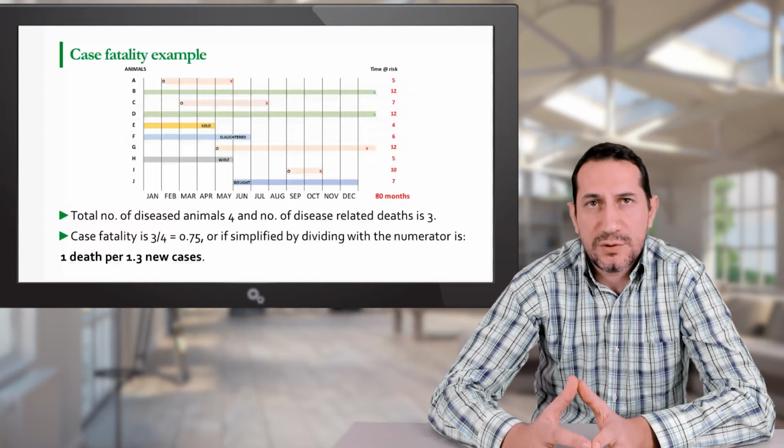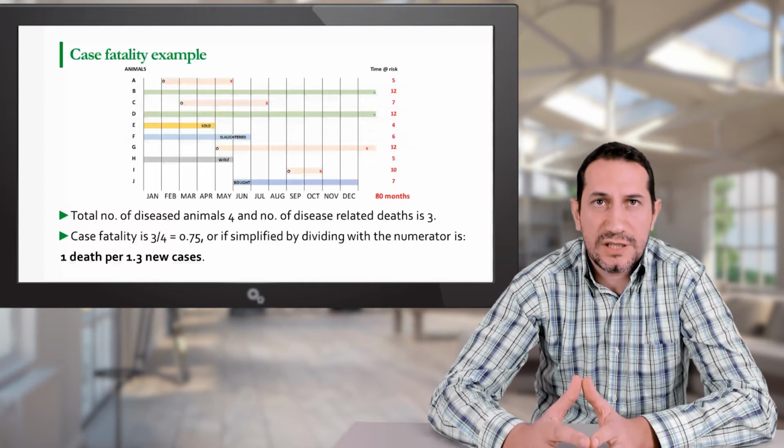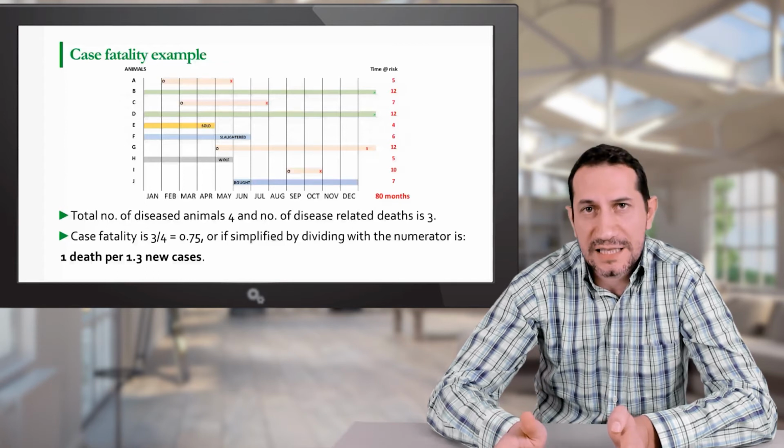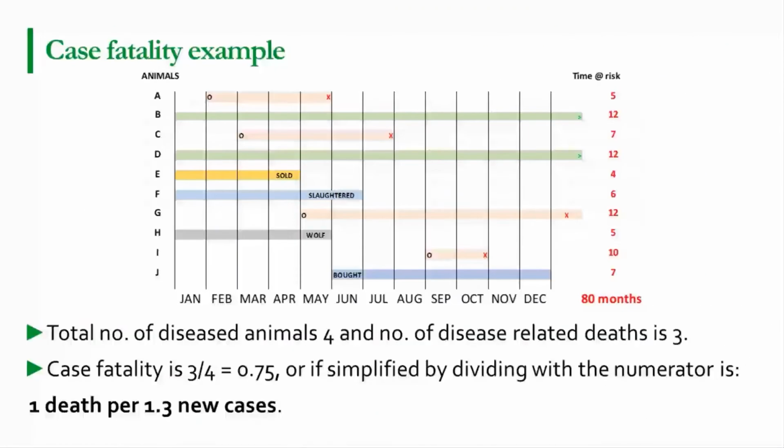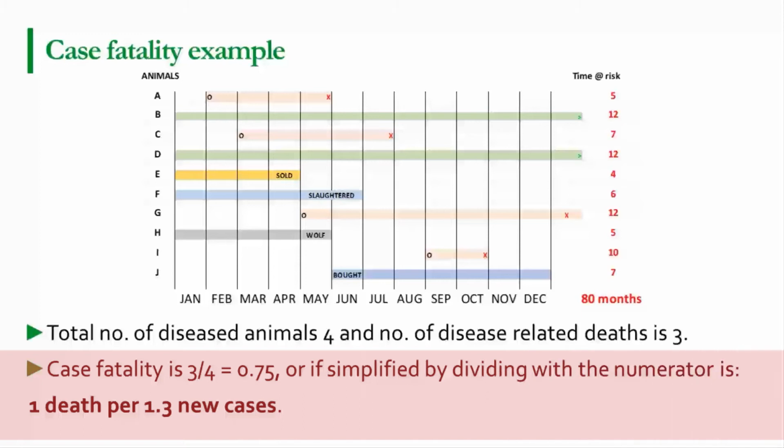Taking the example, we would say that the total number of diseased animals was 4 during the study period, because we have animal G which did not die from the disease. It was sick during the study period, but it didn't die. We count 4 sick cases, but we have 3 deaths, and therefore the case fatality in this scenario is 3/4, which makes 75% case fatality. Or if we simplify this fraction by the numerator, we would have 1 death per 1.3 new cases.